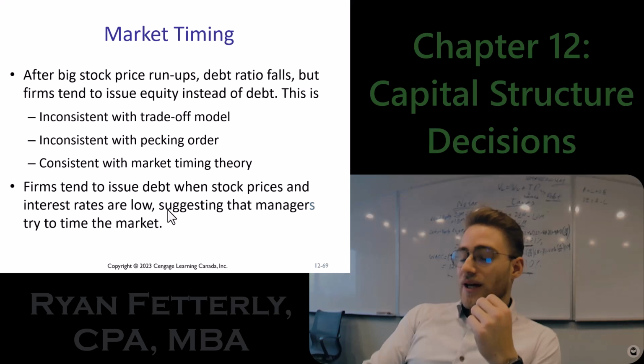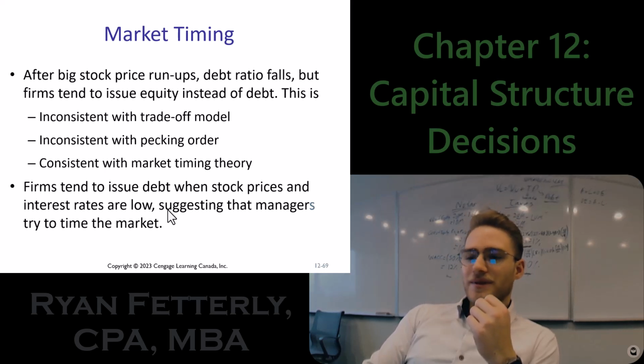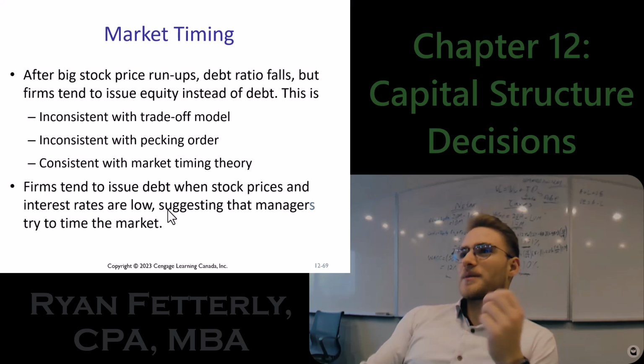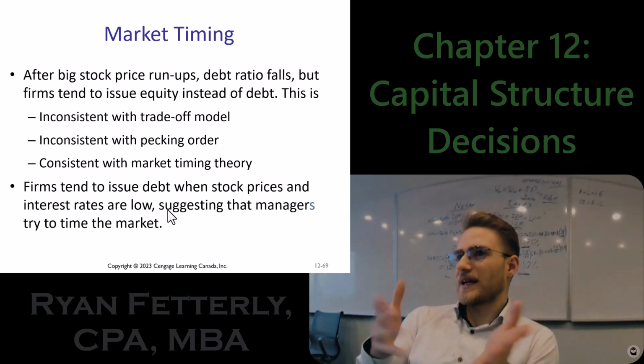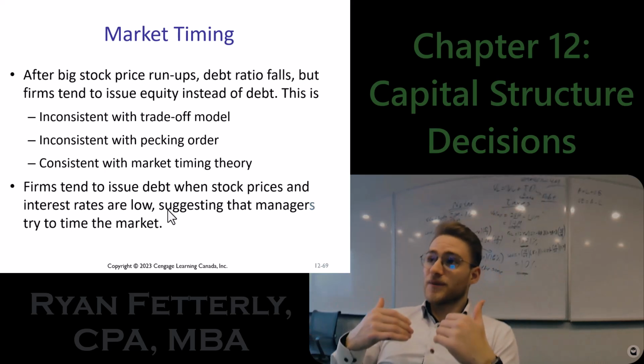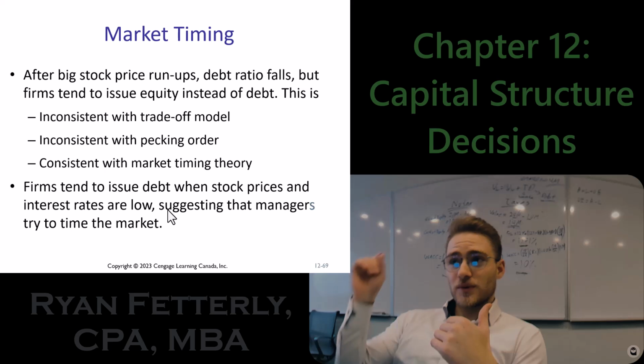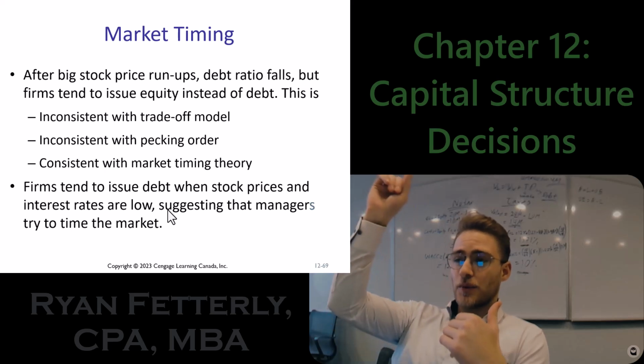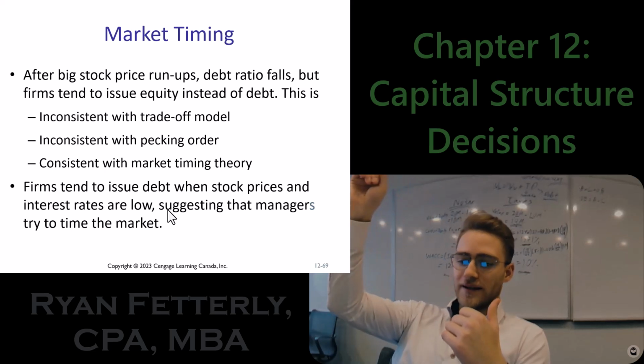But firms tend to issue equity instead of debt, right? This doesn't make sense with the trade-off model. It doesn't make sense with the pecking order either, right? With the pecking order, you should use cash first, debt second, equity third, right? But no, this is consistent with the market timing theory, right? Because we're timing the market because our equity is super high price, so let's get a premium for it, right?